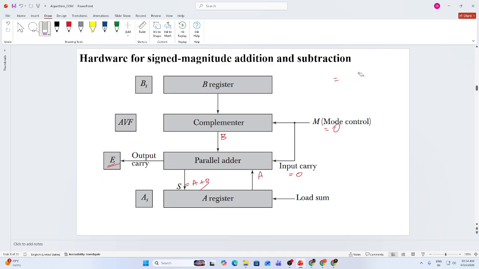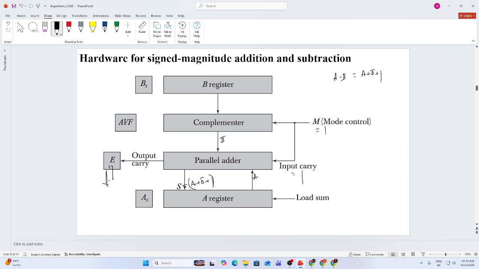Similarly, if I want to do subtraction using the same hardware, what I need to do? Subtraction can be done with A plus B complement plus 1. So I need to choose the mode bit as 1, so that input carry equals 1. If mode bit is 1, the output of the complementer will be B bar. Another input is A, external input will be 1, so we will get A plus B bar plus 1. The carry will be stored in this E, external carry.